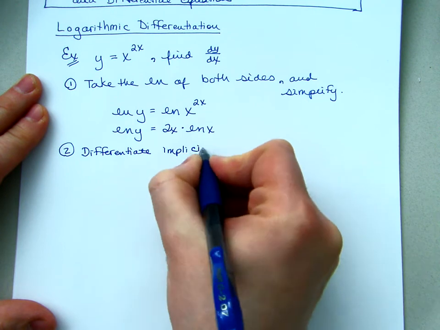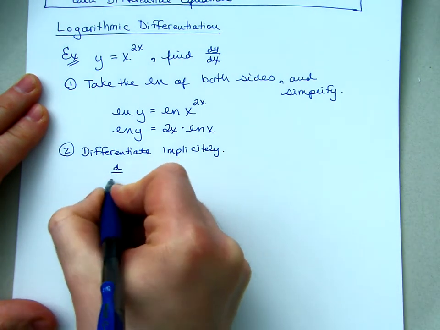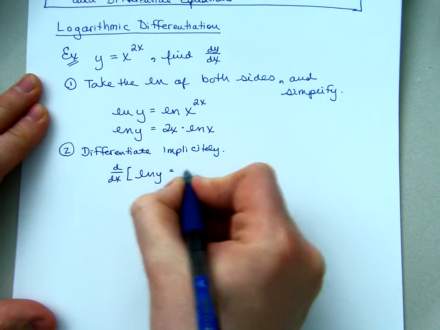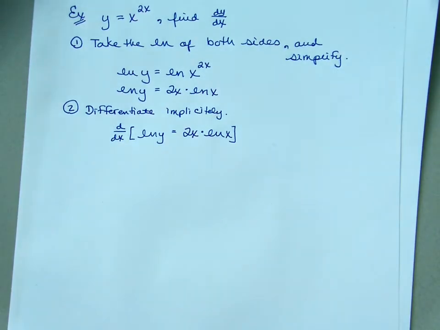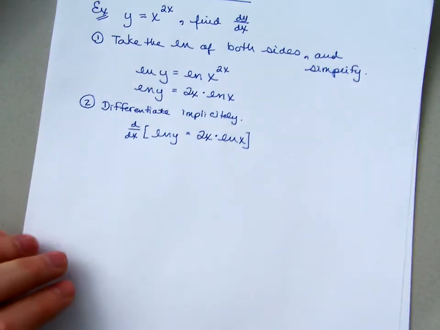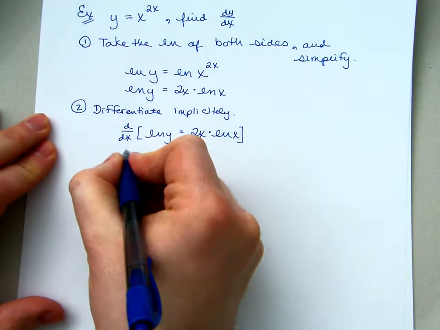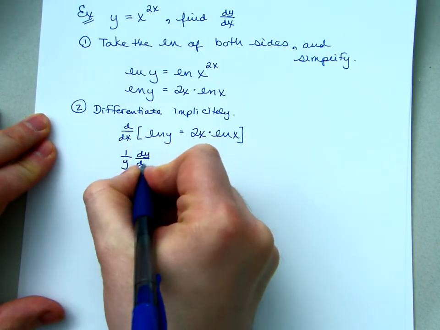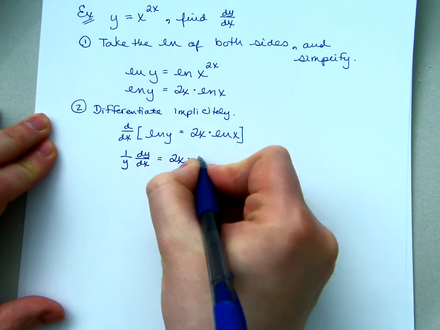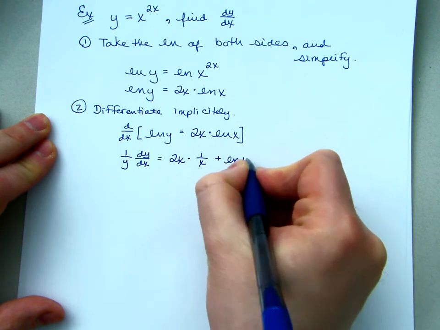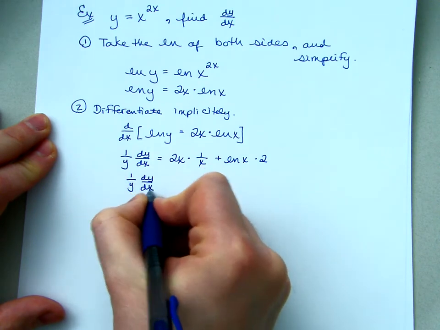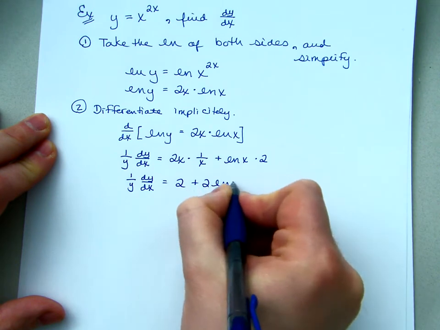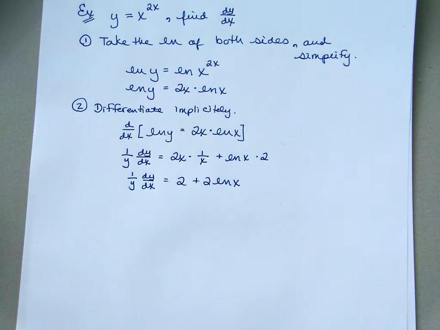Differentiate implicitly. So I want to find the derivative of the left side, the natural log of y, and I want to find the derivative of the right side. I think you know how to do this. Take a moment right now, go find the derivative of both sides. So I'm getting 1 over y dy dx equals 2 plus 2 ln of x.